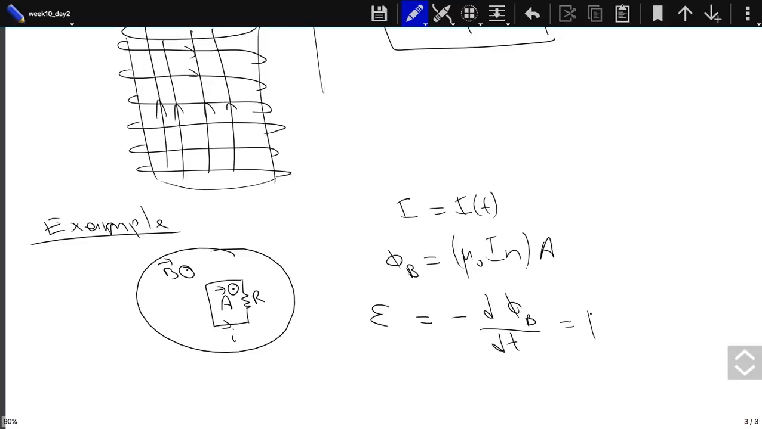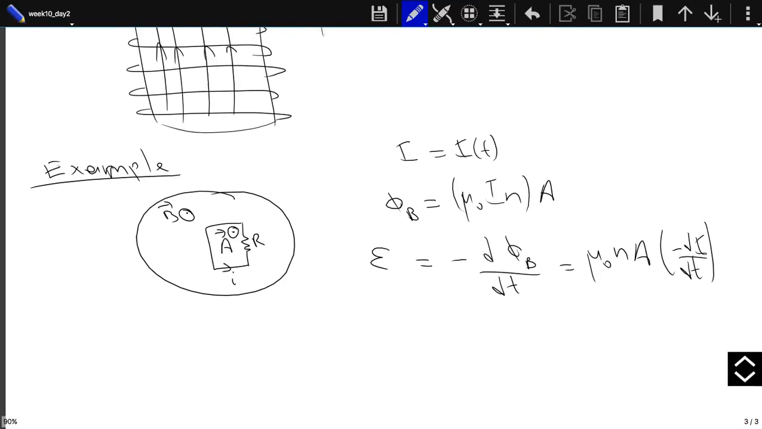This is equal to mu 0 n A, where mu 0 is constant, n is constant, A is constant, times minus dI by dt. So if the current is increasing in time, what is dI by dt? Positive or negative? Current is increasing, so dI by dt is positive. Minus dI by dt is negative. EMF is negative. The negative sign just means that it is trying to run a negative current. So the current will be running in this direction.